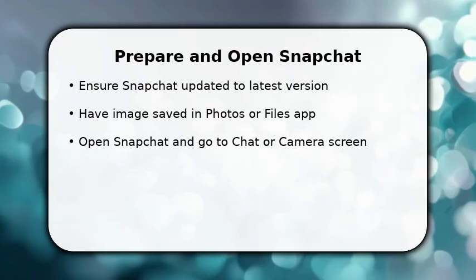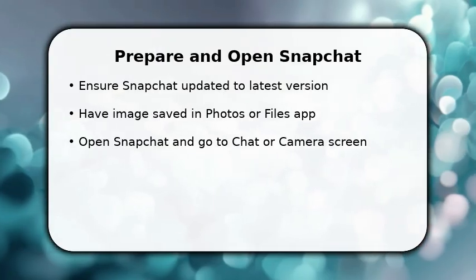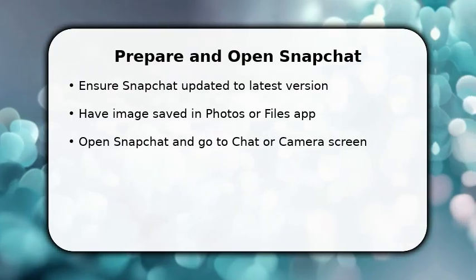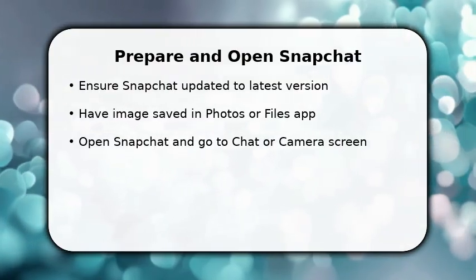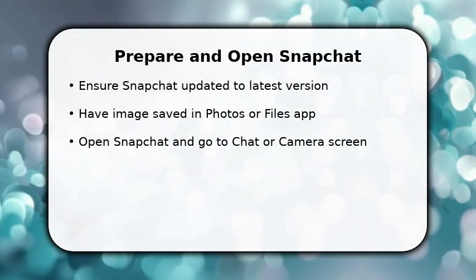Enjoy the video. You'll start by confirming Snapchat is up to date and the image you want is in Photos. Open the app and go to the camera or chat screen. Tap your profile icon, then the gear to check settings if needed. This ensures wallpaper options display correctly.